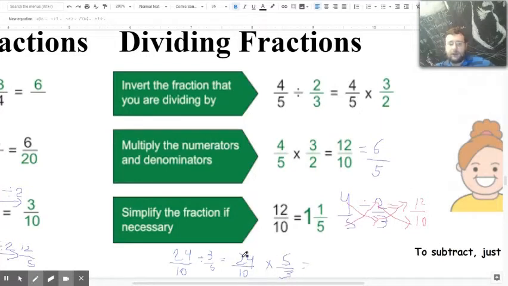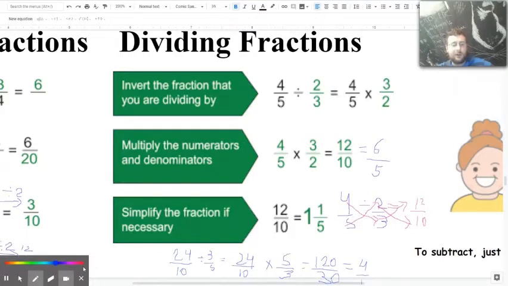Now, when you do that, you're going to get 24 times 5, and that's a big number. That's like hard to do in your head, right? But in this case, it's 120. And then 10 times 3, which is 30. And you can actually simplify this a lot because 120 divided by 30 is actually 4. So this will become 4 over 1 if you simplified it.